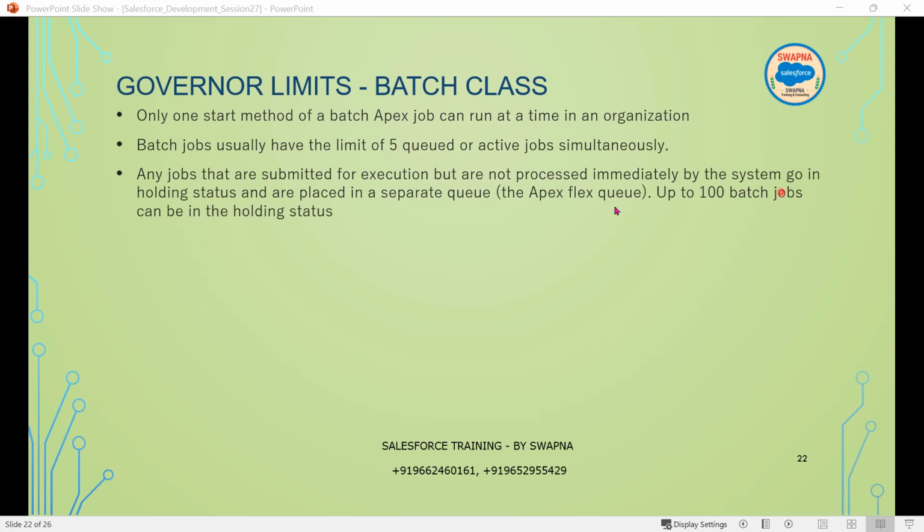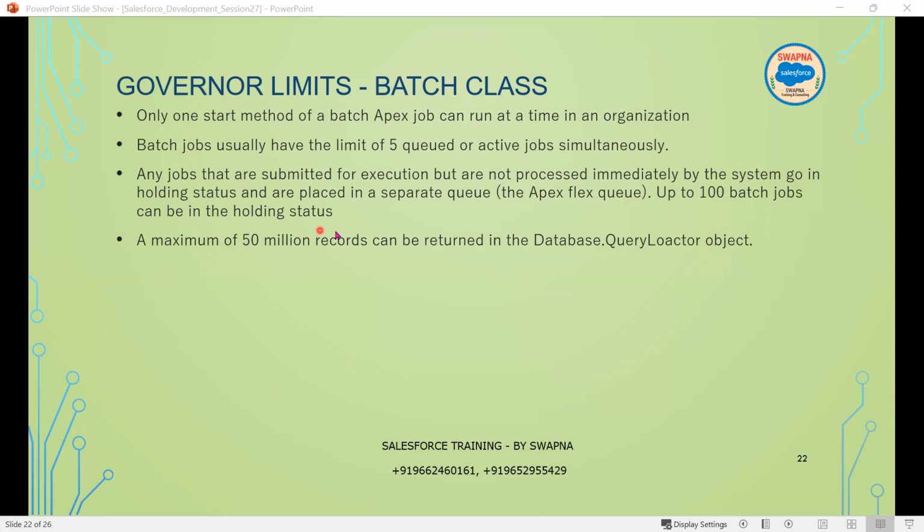they will all be sitting in the holding status. They will not execute, because only 5 jobs can be executed. Those extra jobs go into the holding status, and you cannot find them running. Once the running ones are completed, it will pick up the next one. How many jobs can sit in the holding status? 100 batch jobs can sit in the holding status. Those holding batches you can see in the Apex Flex Queue.